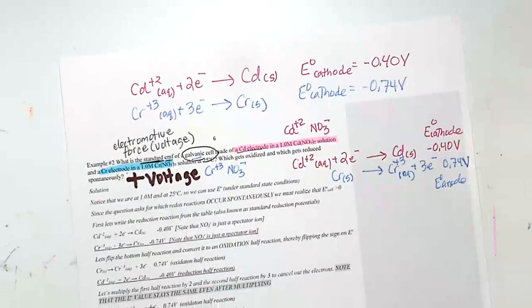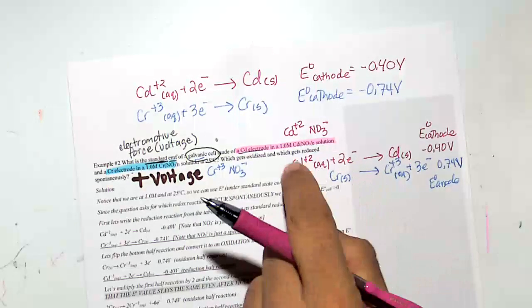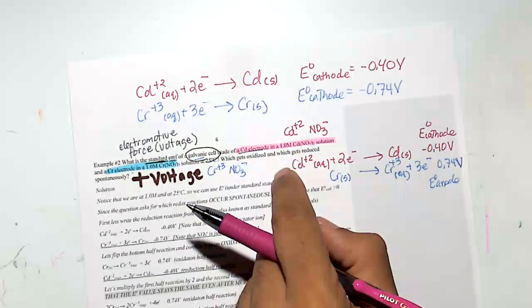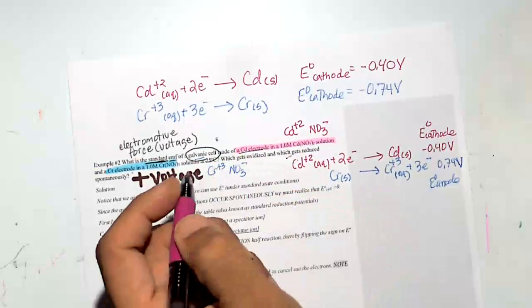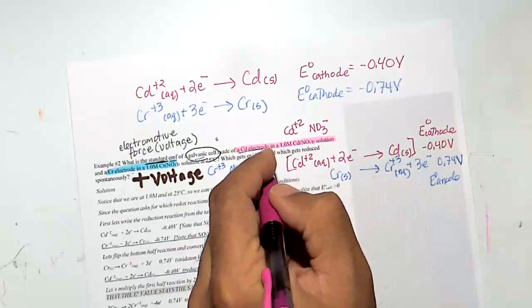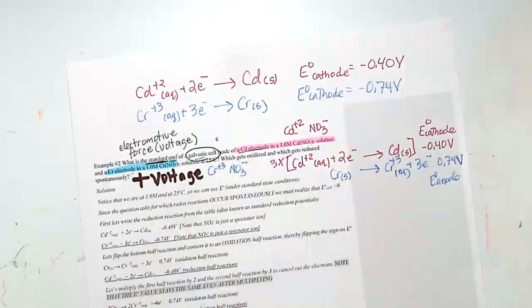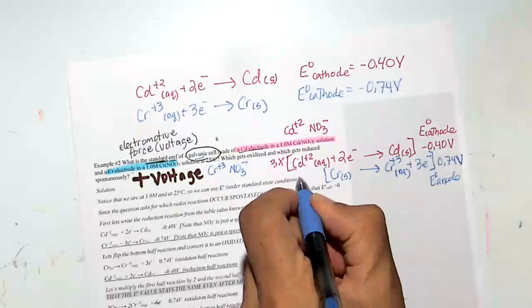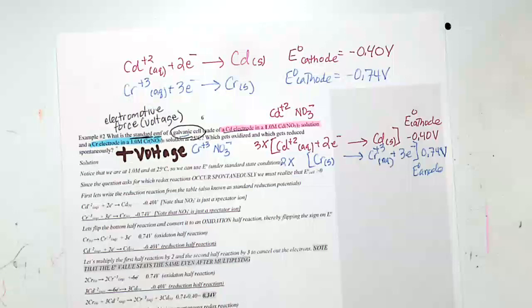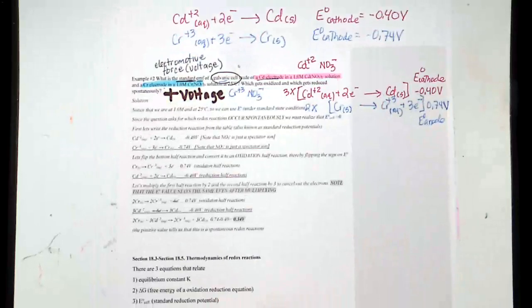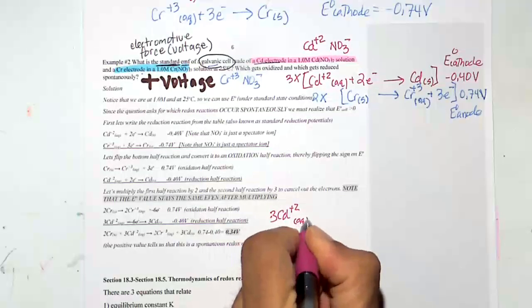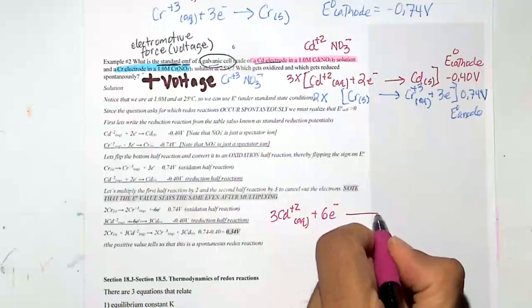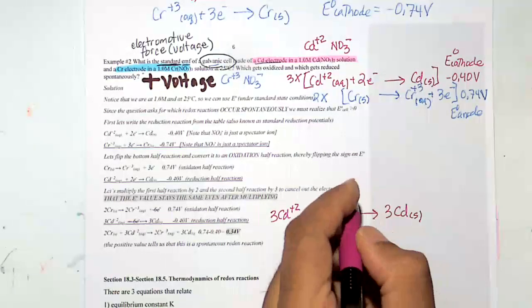All right, and what do I need to do to cancel out the electrons? Okay, I'm going to multiply the top by what number to cancel out the electrons? What number? 3. Very good. Top one by 3. You're right. And the bottom one by what? That's right. I'm going to multiply the top one by 3 and the bottom one by 2.